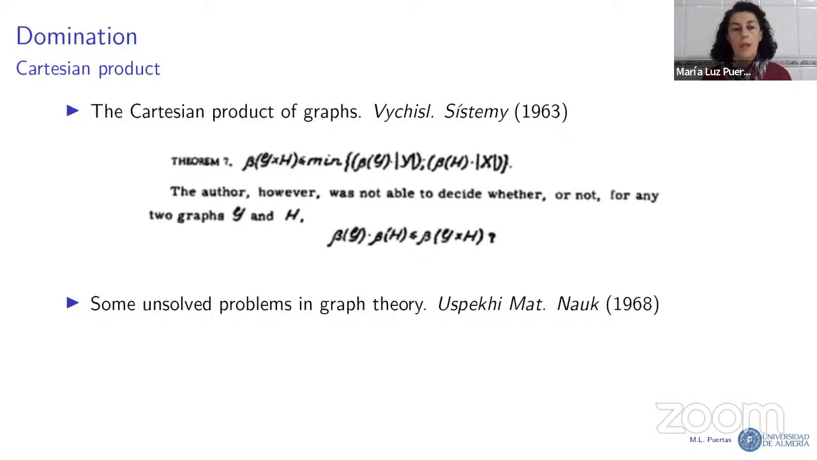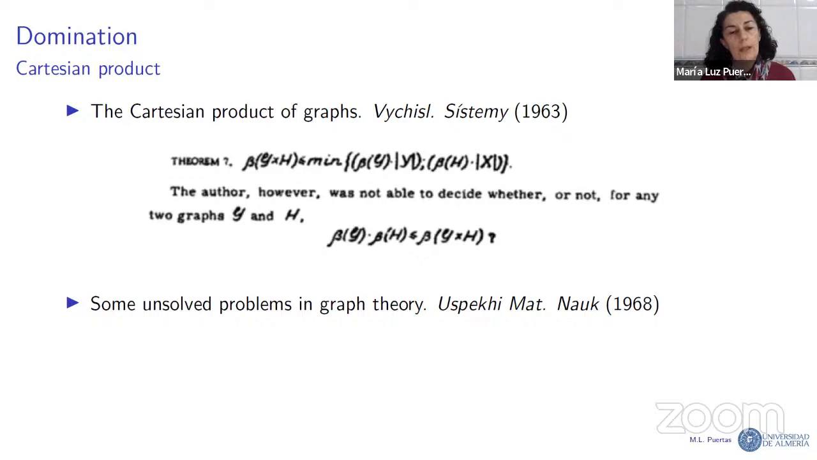And in theorem 7, he provides an upper bound. He said that the domination number of the Cartesian product is less or equal than the domination number of one factor times the number of vertices of the other factor. This is a very, very large upper bound in general, but in some cases it is the value of the domination number, but in general it's a very, very large upper bound.